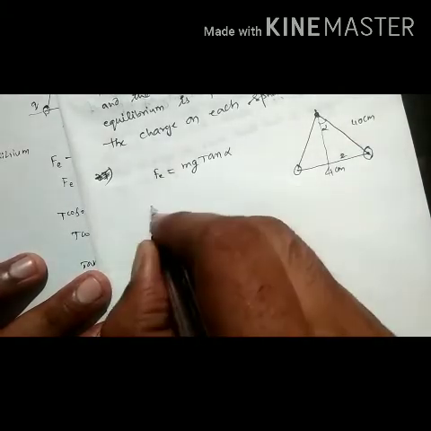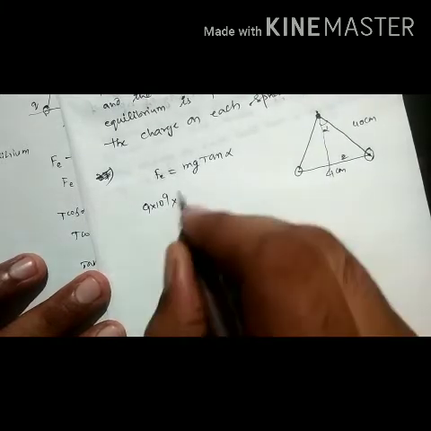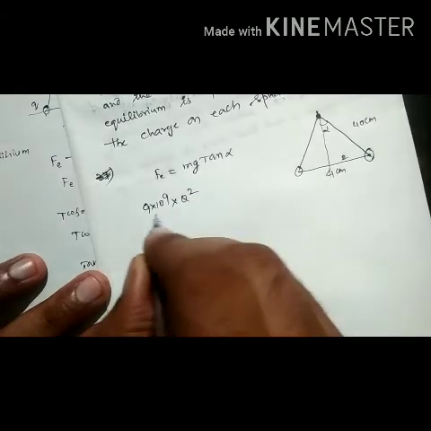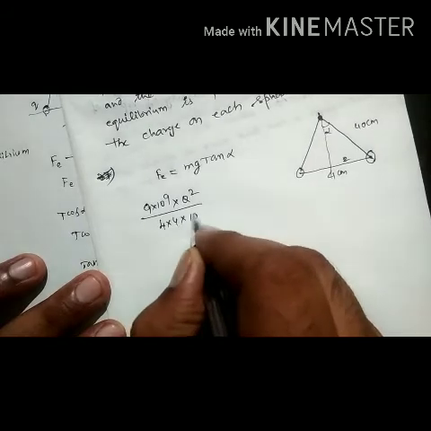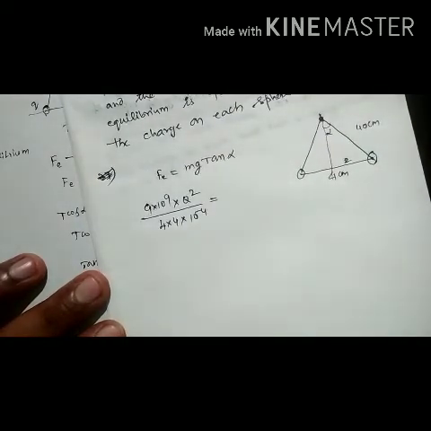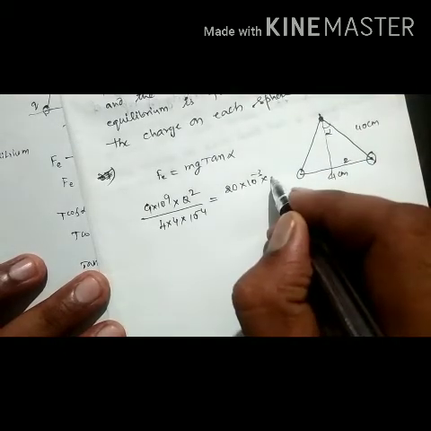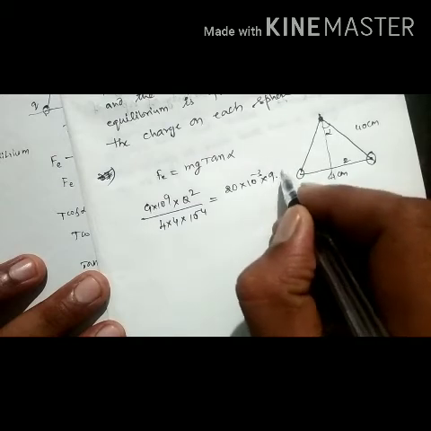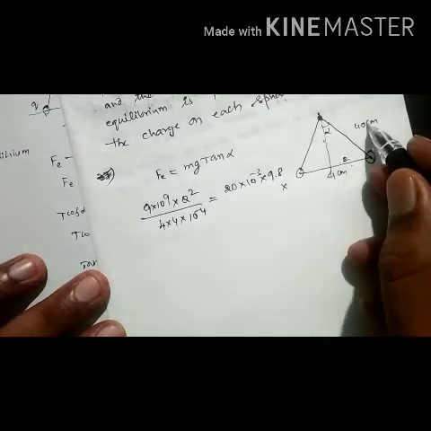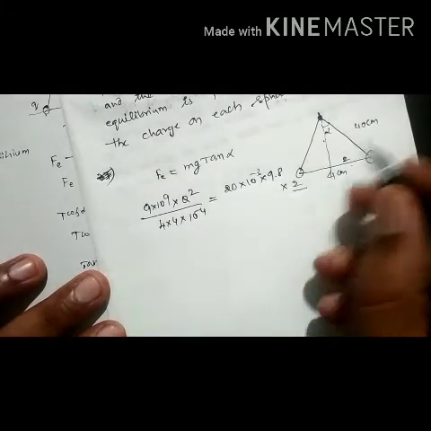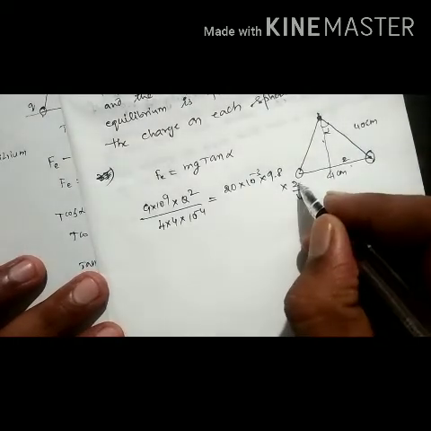So what is the charge on each sphere? Fe means 9 into 10 to the power of 9, k q square. We don't know the charge, q square, by the distance in equilibrium, 4 centimeters, which is 4 into 10 to the power of minus 2 meters. And mg is 20 into 10 to the power of minus 3, into, for convenience, 9.8, multiplied by tan alpha. Tan alpha is opposite side by adjacent side or hypotenuse, both nearly the same. Don't convert into meters, you can take it in centimeters because both units are the same. So it is 1 by 20.